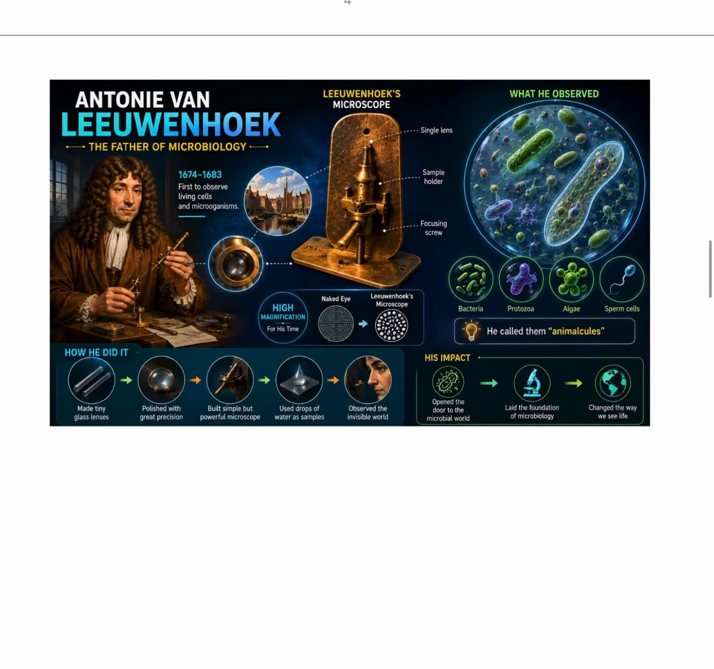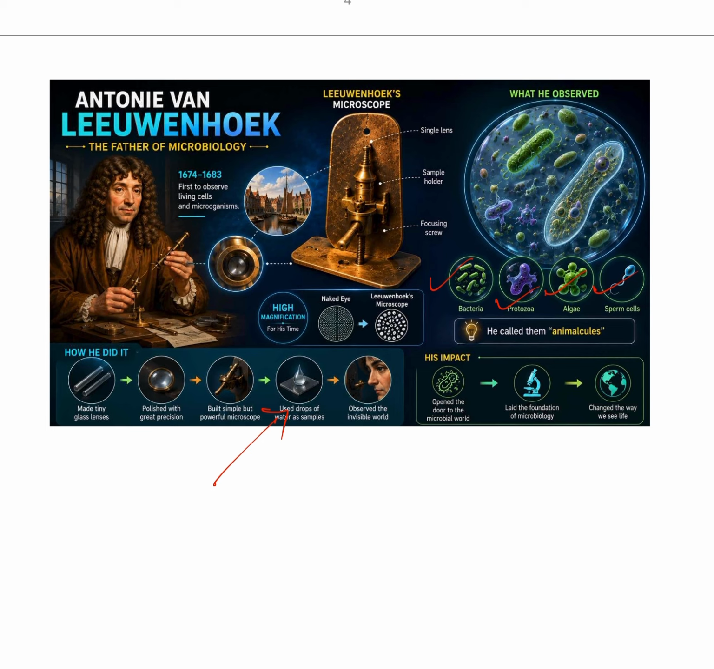Okay, see, here we can see Leeuwenhoek's microscope. Also in the image, if you look carefully, you can see the things he observed. He observed bacteria, protozoa, algae, sperm cells. He actually started with a drop of water, right?